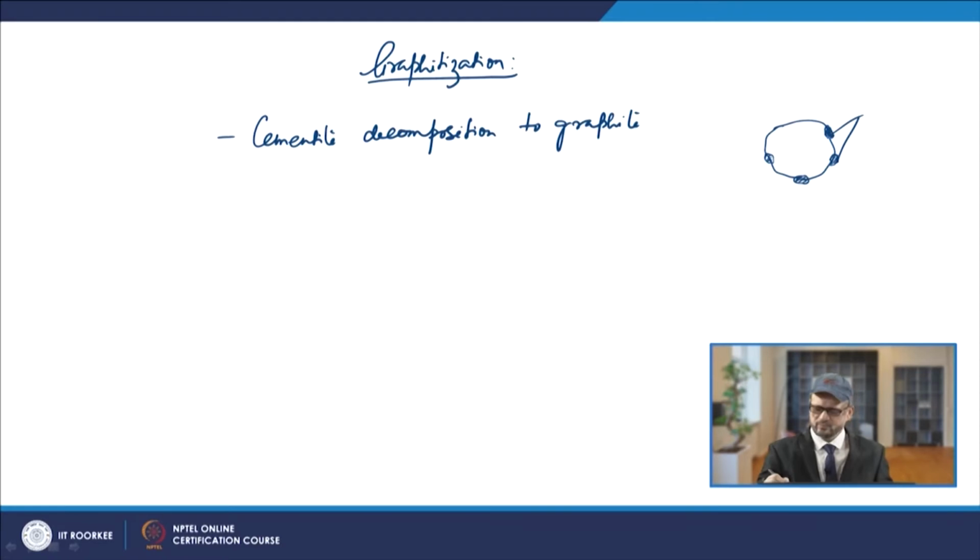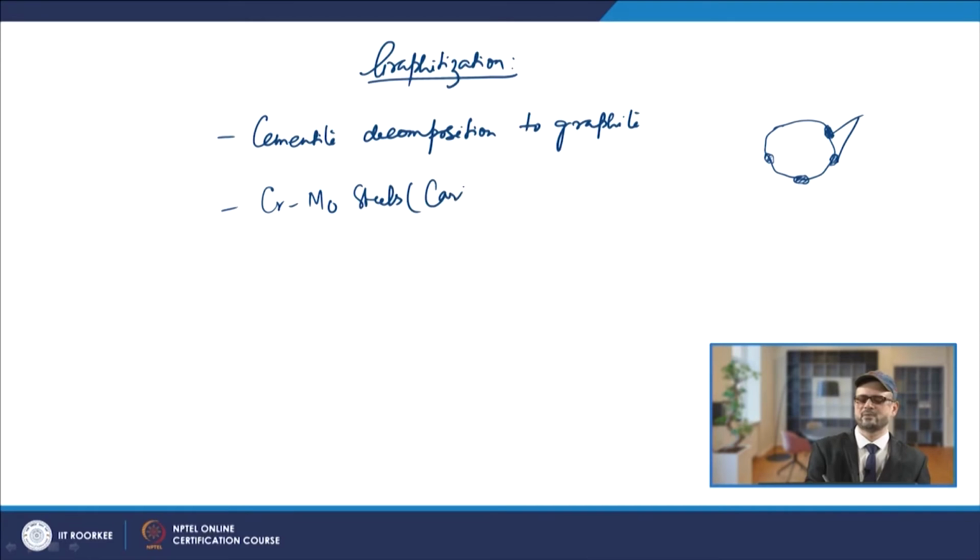Now, chrome moly steels normally will not be affected, in the sense that graphitization does not occur in the case of chrome moly steels, because in these cases the carbides are more stable.